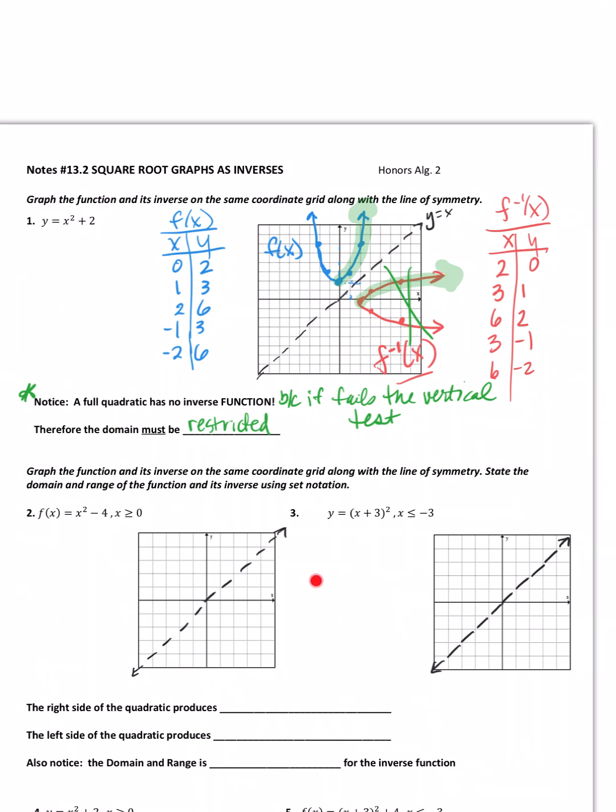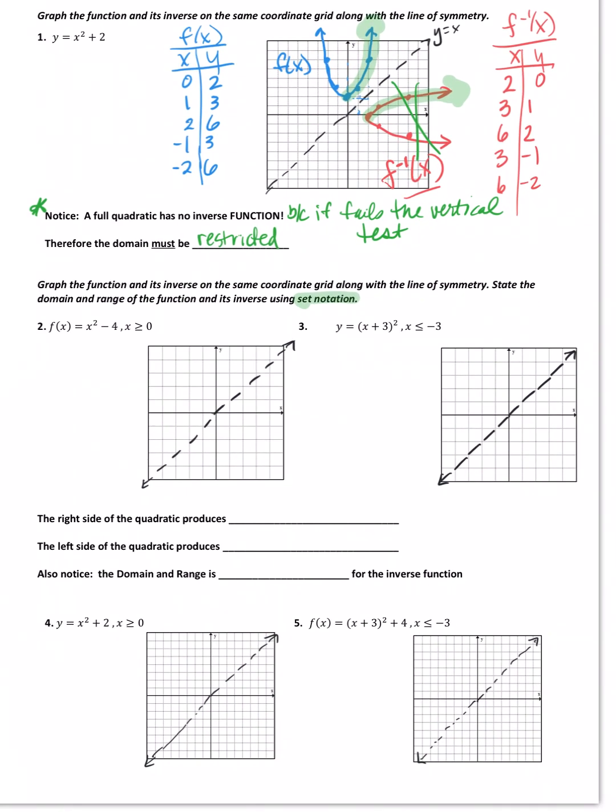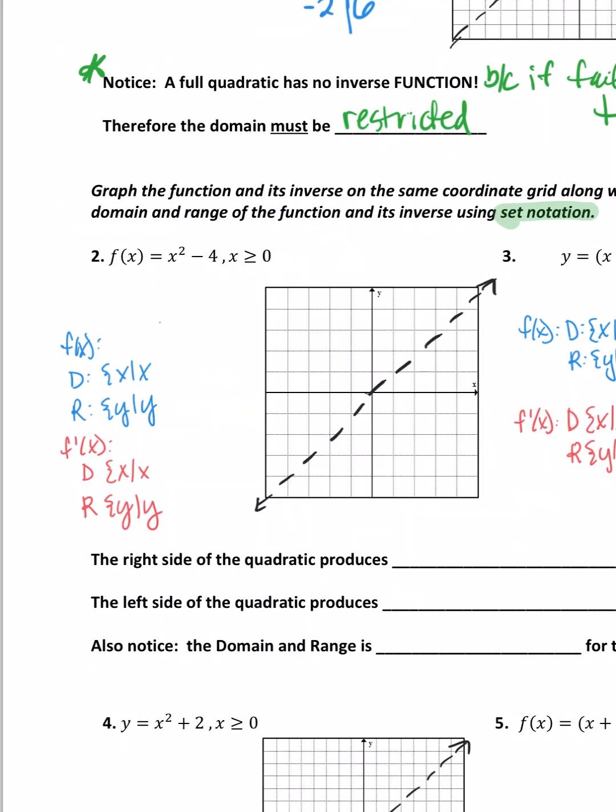Okay, so notice what it says to do in your assignment down here. It says graph the function and its inverse on the same coordinate grid along with a line of symmetry, which hopefully you've already done. State the domain of the function and its inverse using set notation. So maybe make yourself a highlight on that. We're using set notation. That's the curly brackets, right? So let's look at number 2. Okay, so as the instructions say, for each of these f of x functions and its inverses, we're going to be finding the domain and range for each of these.